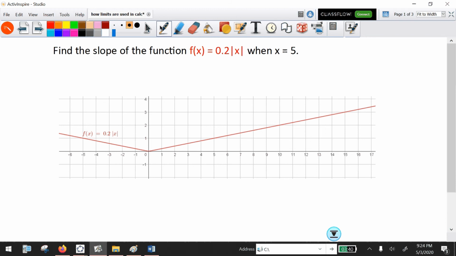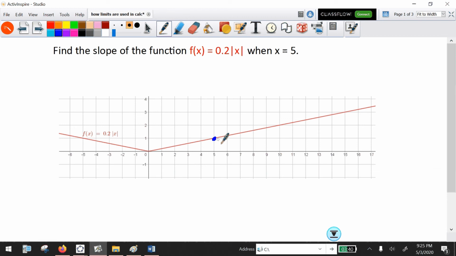Just to show you an example where you don't need to use limits, look at the example on the screen right now. The function f of x is equal to 0.2 multiplied by the absolute value of x. It's graphed below. Find the slope of the function when x is equal to 5. So we have to find the slope right here. And that's actually pretty easy because the slope's the same here as it is everywhere around it.